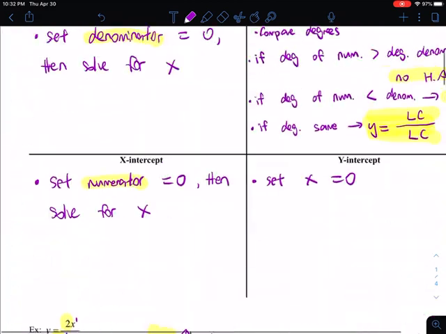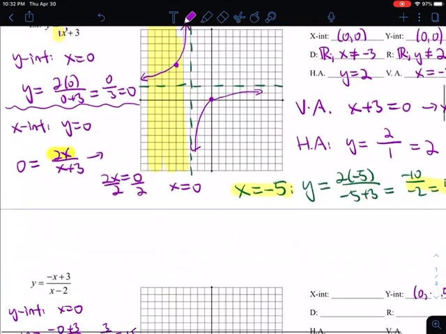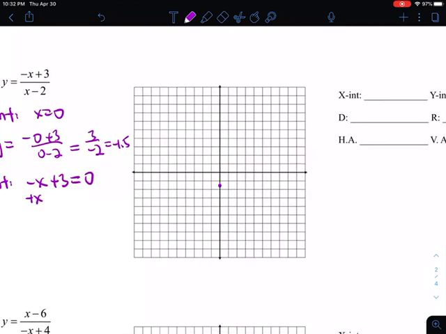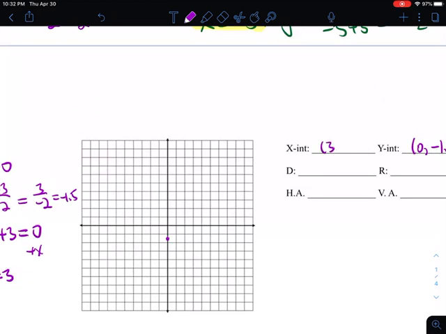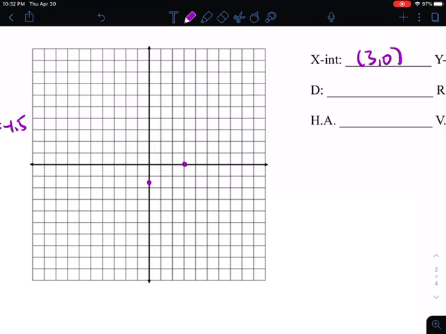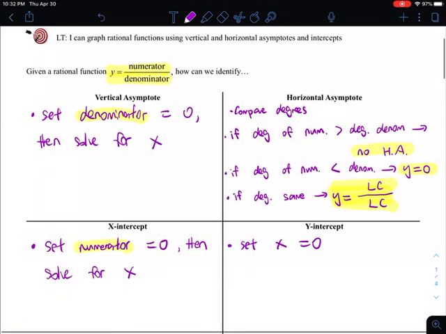X-intercept, let's go back to the notes up top. X-intercept is over here. Set numerator equal to 0, then solve for x. So numerator equal to 0, that's -x plus 3. Set that equal to 0. Solve for x. Well, I'm just going to add the x to both sides. I get x equals 3. And so there it is. Again, let's write that as a point, (3, 0). That's right over here.